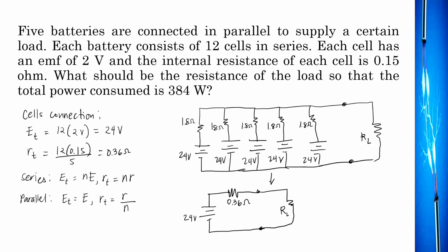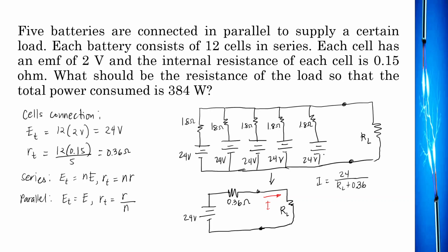Take note that the 384 watts is only for the load resistance, so it does not include the losses from the internal resistance. Now, if we take the equation of the current, it looks like a series circuit. That's easy. I can have I equal to 24 over RL plus 0.36.